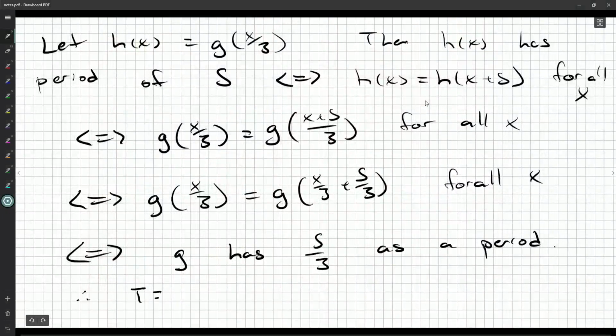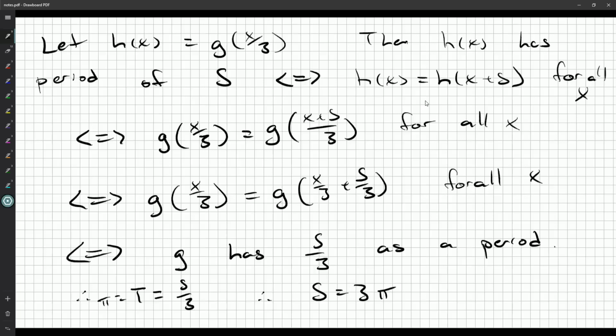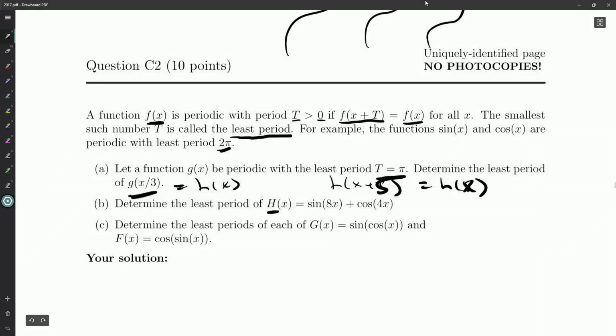So you want t to be equal to s over 3, but pi is what we're told is equal to t, so s is 3 pi. So that's our least period. Okay? Alright, not so bad, not so bad. And so we'll move on to B part. Determine the least period of h of x equal to sine of 8x plus cosine 4x.